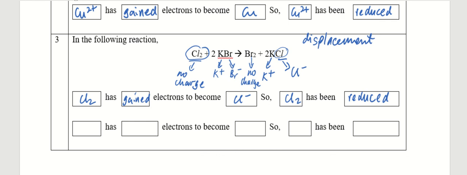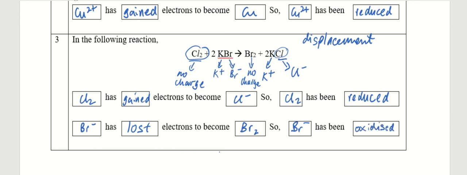Now let's take a look at what happened to the bromide ion. The bromide ion started off with a negative charge, but at the end of the reaction, it has become bromine with no charge. So from the negative charge to no charge, or a charge of 0, did it gain or lose electrons? Now the bromide ion has lost electrons to become bromine. So since it has lost electrons, we can say that the bromide ion has been oxidized.